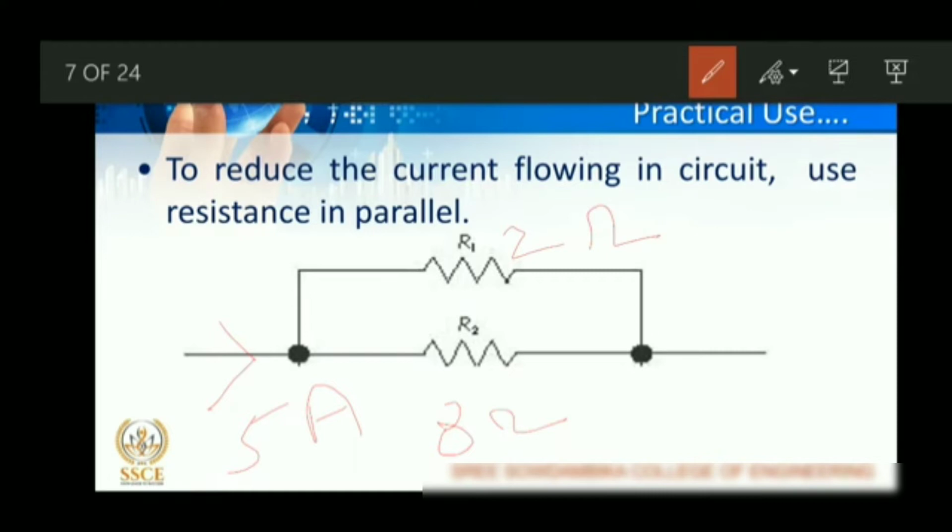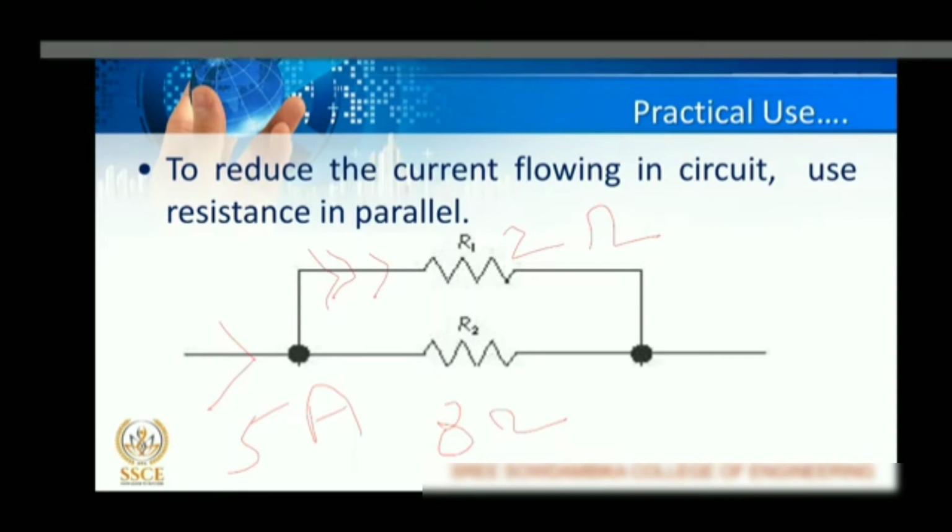So, if 5 ampere of current is entering the circuit, current always prefers the low resistance path. Here there are two resistances, R1 and R2. Compared with the two, R1 has a very, very low value. So a large amount of current will flow through the resistance R1, and only a small amount of current will flow through the resistance R2.